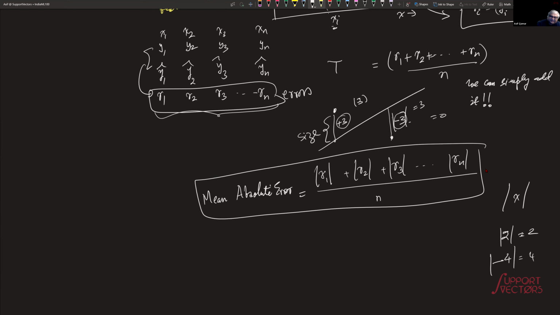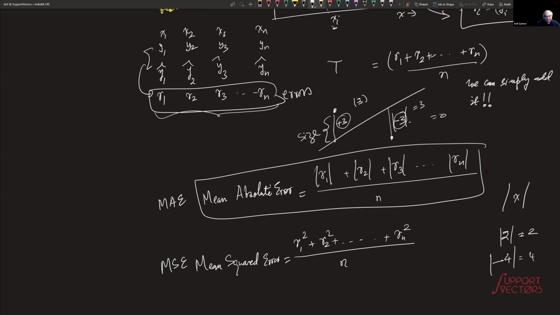So you can do it like that, but you can also think of a clever idea. What if I square this? R1 square plus R2 square all the way to Rn square. If you just square all of these and now you divide by n, what will happen to negative square? Minus 3 square is plus 9. All of these squares will be positive because the square of either a positive or a negative number is always positive. So you could have averaged the square of the numbers, right? And this is MAE, this is called MSE, mean squared error. Are we together?